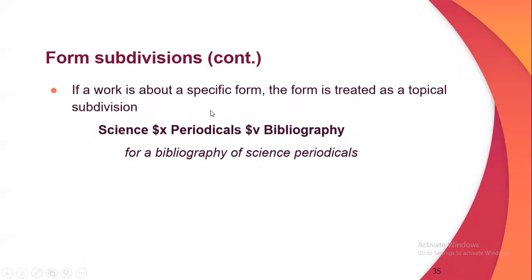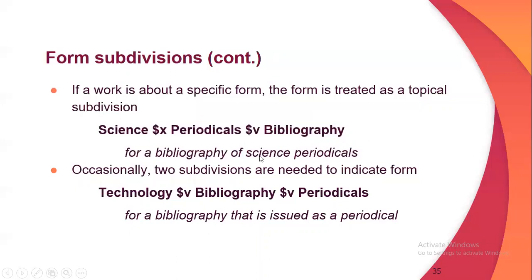So if a work is about a specific form, the form is treated as a topical subdivision. Example, science, subfield code X, periodicals, subfield code V, bibliography, for a bibliography of science periodicals. Occasionally, two subdivisions are needed to indicate form. Technology, bibliography, periodicals, subfield code V, bibliography, and subfield code V, periodicals, for a bibliography that is issued as a periodical.